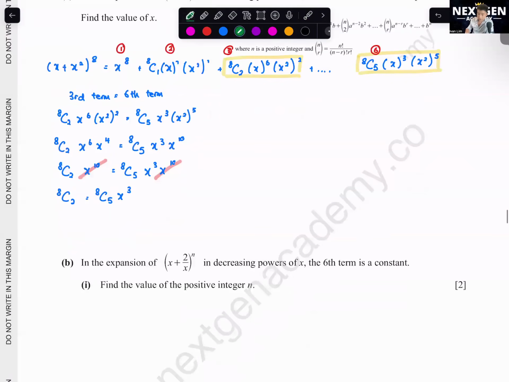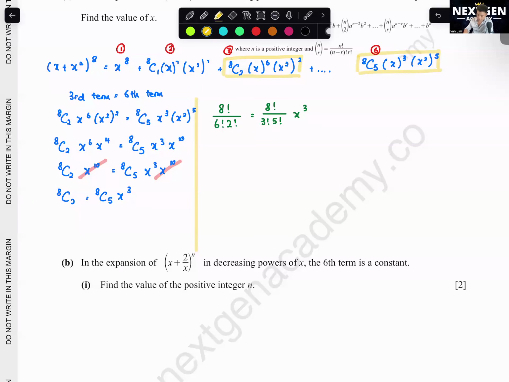So this one I'm going to write in green color. 8 factorial over (8 minus 2) factorial, 2 factorial. This will be 6 factorial, 2 factorial. Here will be 8 factorial over (8 minus 5) factorial, 5 factorial, so this will be 3 factorial, 5 factorial, x cubed. Let's continue from here. How do we simplify this part here?